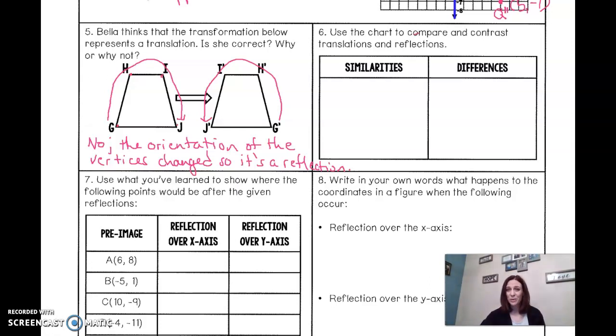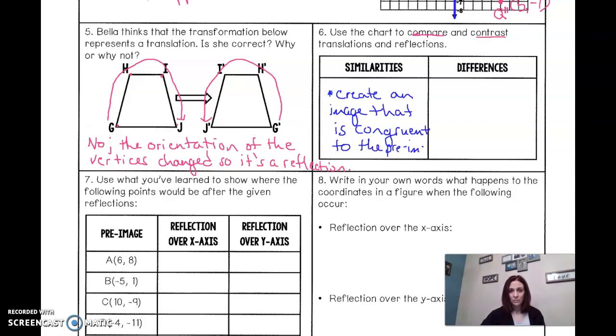Okay, so that leads us to compare and contrast here. So similarities. When we're talking about translations and reflections, they create an image that is congruent, remember the geometry word for equal, to the preimage. Okay? They create an image that is the exact same shape and size.